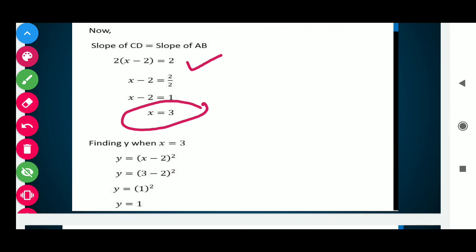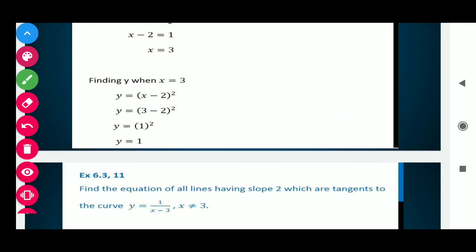So students, we put x equals 3 in the curve. In this way we get (3 minus 2) whole squared, which is 1 squared, and the square of 1 is again 1. So in this way we get the point (3, 1).